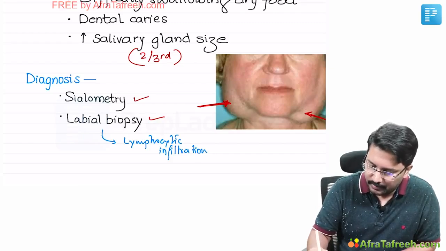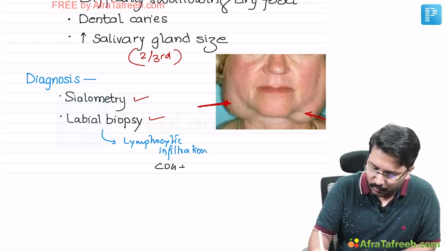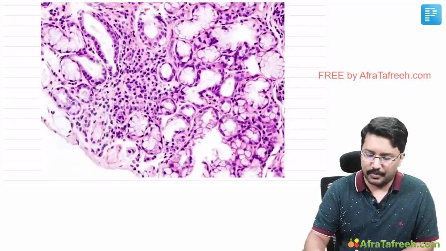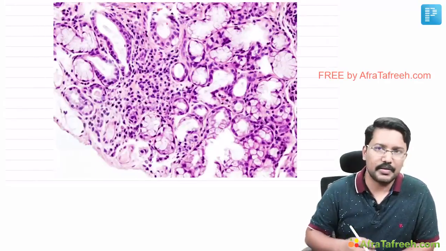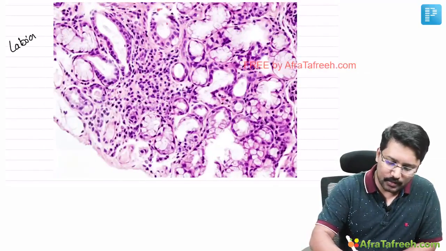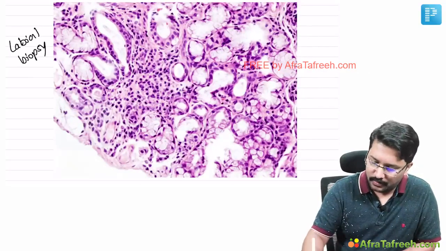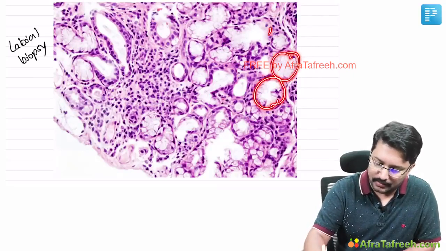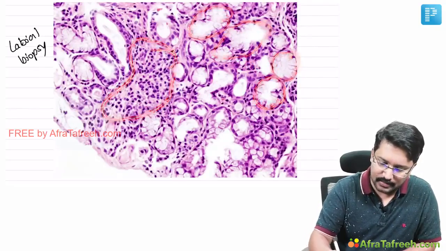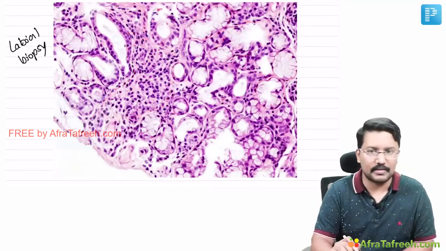Basically, T lymphocytes, mainly CD4 positive cells, right? Mainly CD4 positive cells. Okay, that is about xerostomia. What do we appreciate in this image? This is the lip biopsy or labial biopsy report, and you can clearly appreciate the minor salivary glands. You can see the glandular tissue, and you can also appreciate the lymphocytic infiltration of various sites, right?